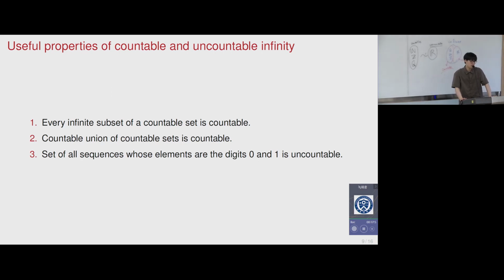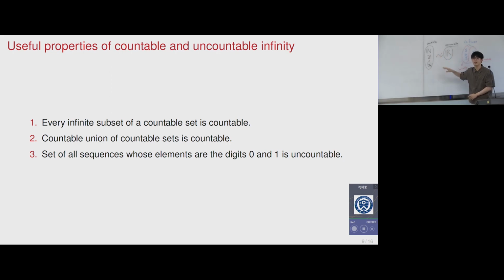I just wrote down some useful properties of countable and uncountable infinity because they could be very confusing. I didn't write the proofs, since it's a bit of a waste of time to write them all down here. The first nice property is that every infinite subset of a countable set is countable. It's intuitive: you cannot get bigger sets out of countable sets. If there's a countable set, its infinite subset is always going to be countable.